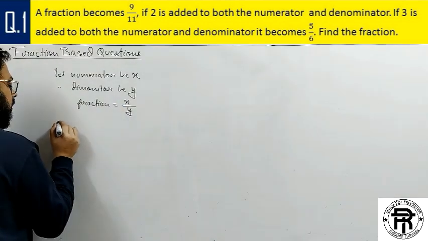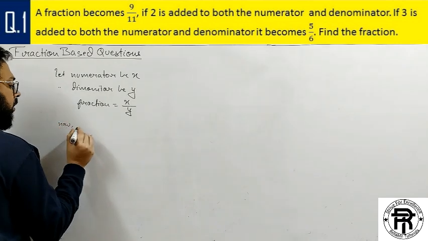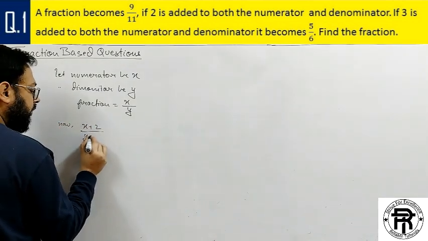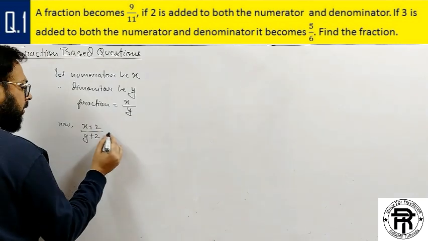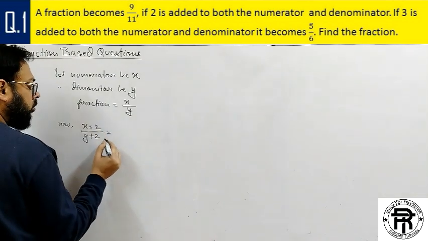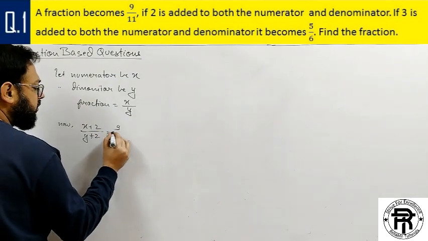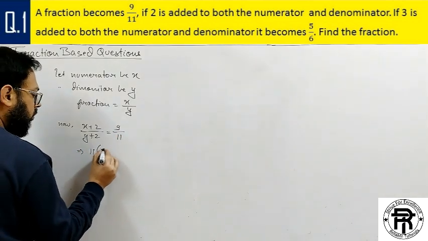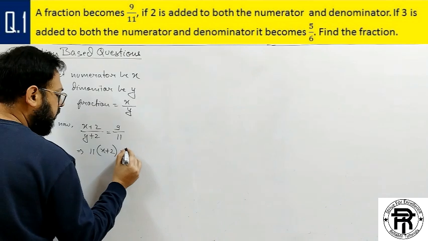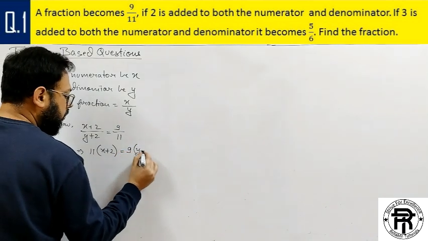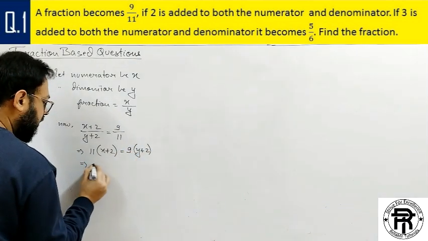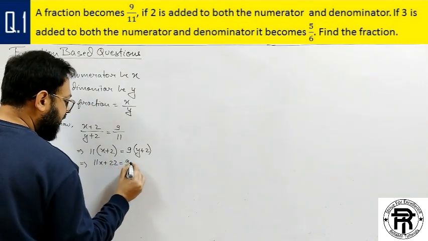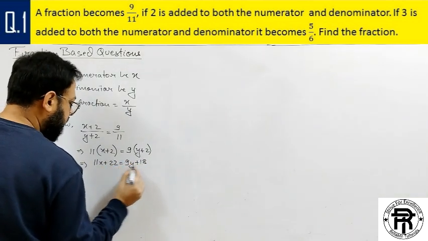मतलब कि नाउ जब हम न्यूमरेटर और डिनोमिनेटर में दोनों में ही 2 ऐड कर देंगे. Original fraction is x upon y, and when we add 2 to both numerator and denominator, the fraction becomes 9 upon 11. Now let's do the cross multiplication. That is 11 into (x plus 2) is equal to 9 into (y plus 2). Now opening up the bracket, that becomes 11x plus 22 is equal to 9y plus 18.